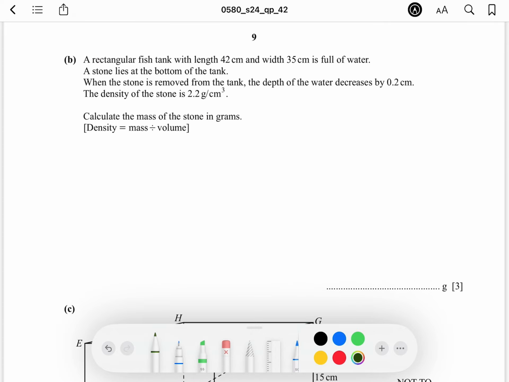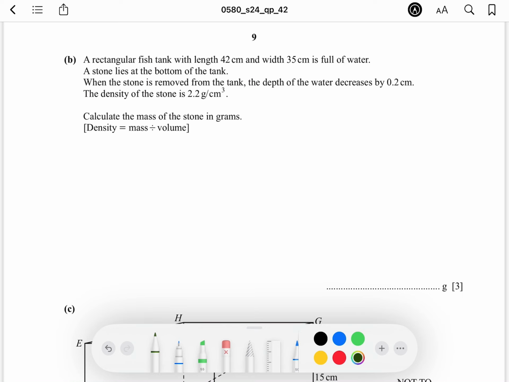Alright. So next one. A rectangular fish tank with length 42 cm and width 35 cm is full of water. A stone lies at the bottom of the tank. When the stone is removed from the tank, the depth of the water decreases by 0.2 cm. The density of the stone is 2.2 grams per cubic centimeter. Calculate the mass of the stone in grams.